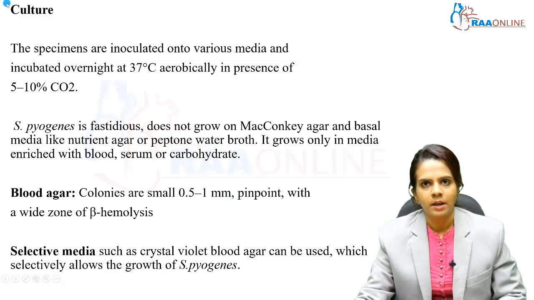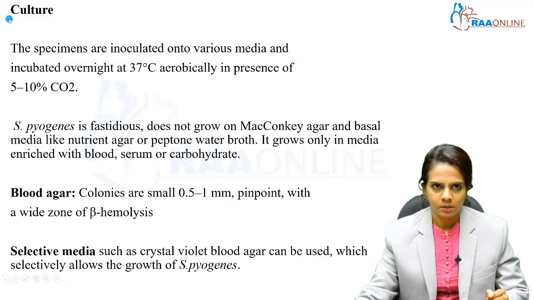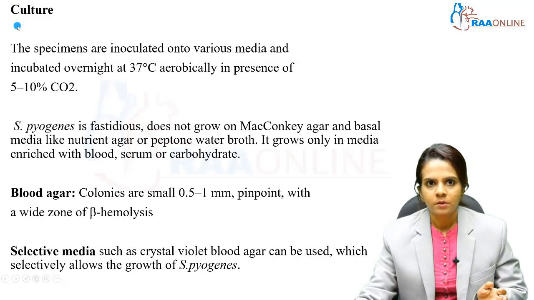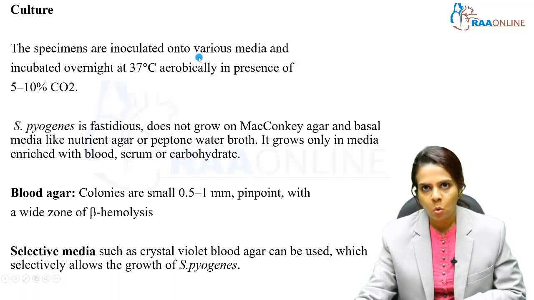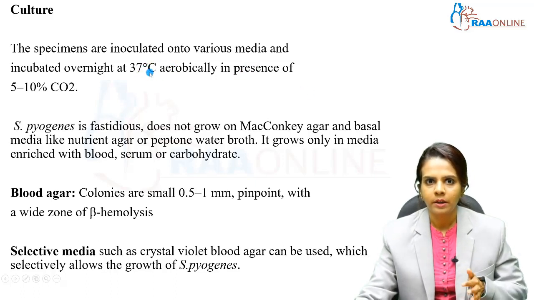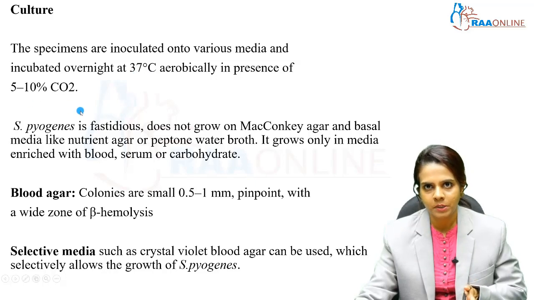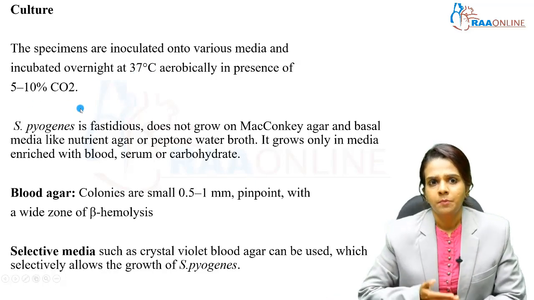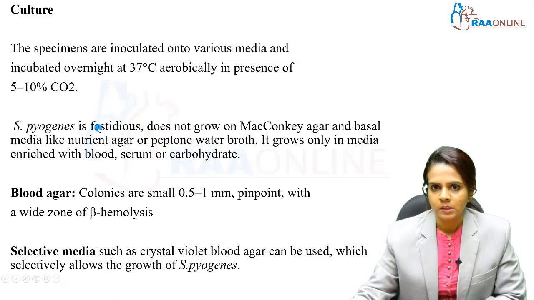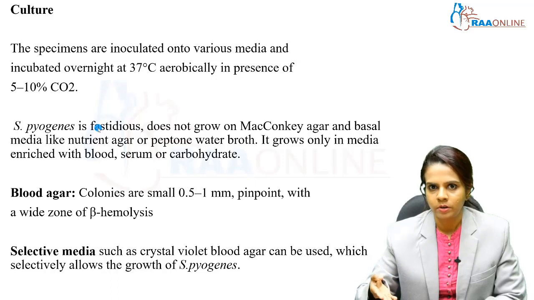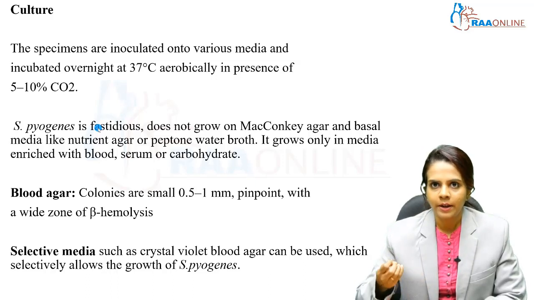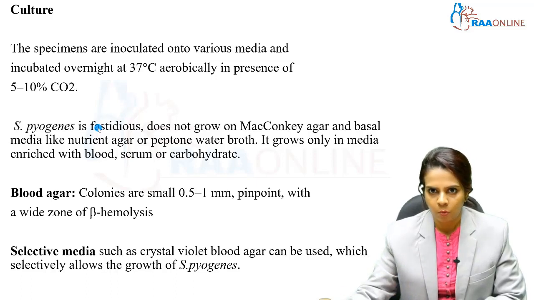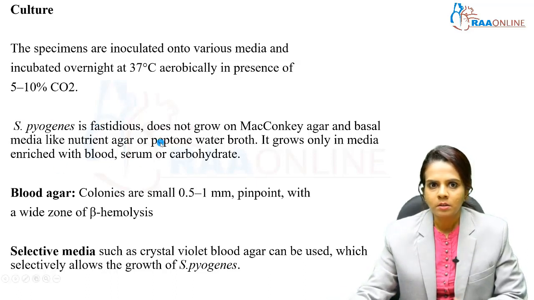So the first is direct microscopy, that is gram staining. Next is culture. The specimens collected are inoculated on various appropriate media and incubated overnight at 37 degrees Celsius aerobically in presence of 5 to 10% CO2. Since Streptococcus pyogenes is a fastidious organism, it doesn't grow on a simple media like MacConkey agar, nutrient agar or peptone water broth. So it needs special media enriched with blood, serum or carbohydrate. So it grows only in enriched media.